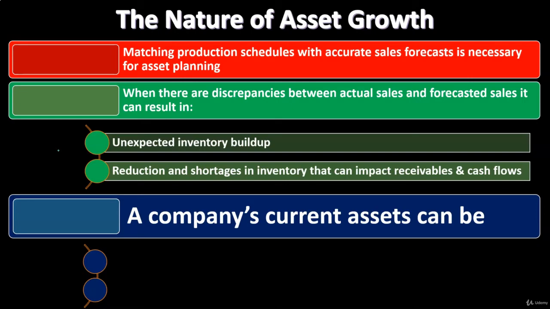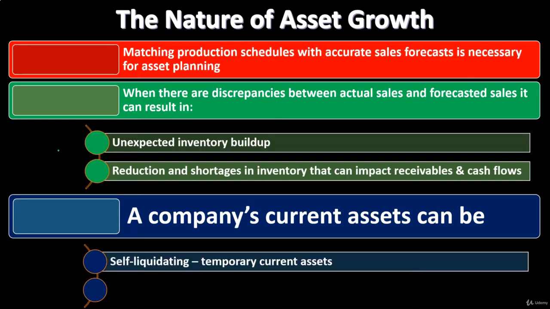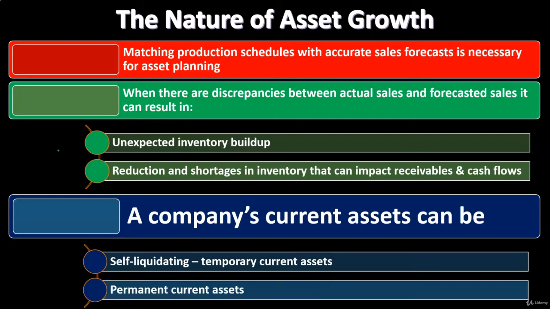So a company's current assets can be self-liquidating, temporary current assets, and permanent current assets. When we think about the current assets on the balance sheet, we can break them out conceptually into two more categories that we will want to consider. It's useful to consider these two categories because it helps us manage our total assets and then manage how we're going to be financing those total assets.